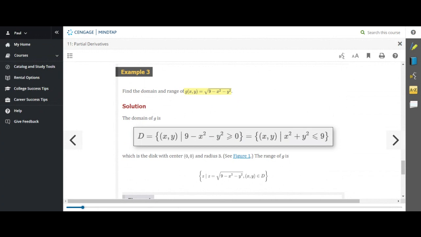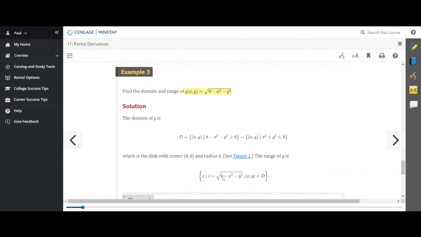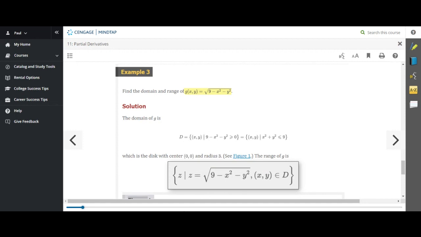And the range of the function would be all z values. So z is equal to g of x y, all z values where the x y coordinates are in the domain. Okay, so that's a domain. That's a range. Okay, and you know, we can graph these functions and get an idea of normally of what they look like. If we were to, well, are there any questions on this example? This example 3.